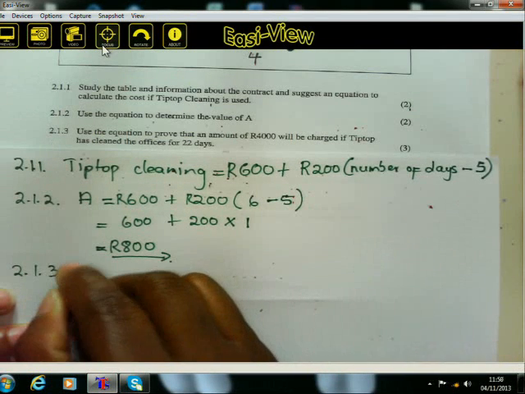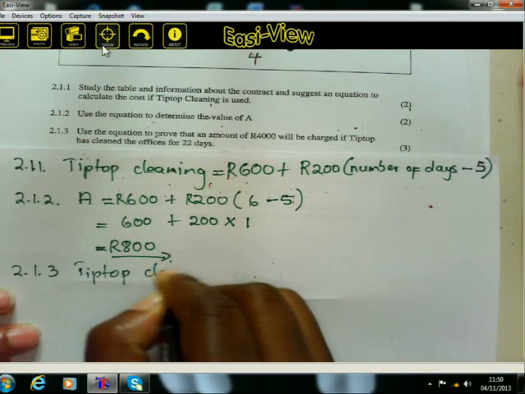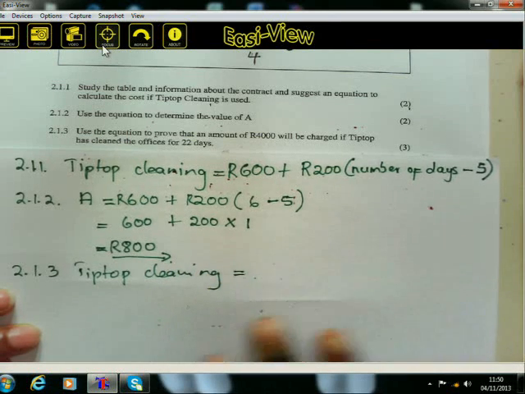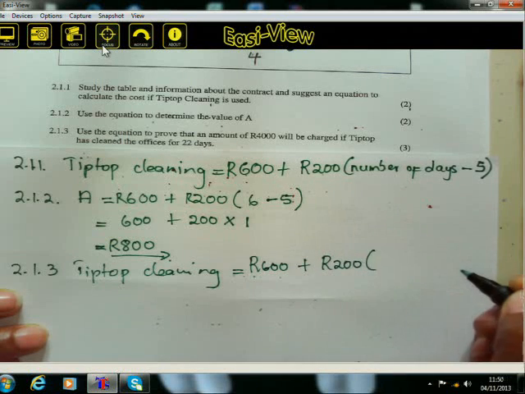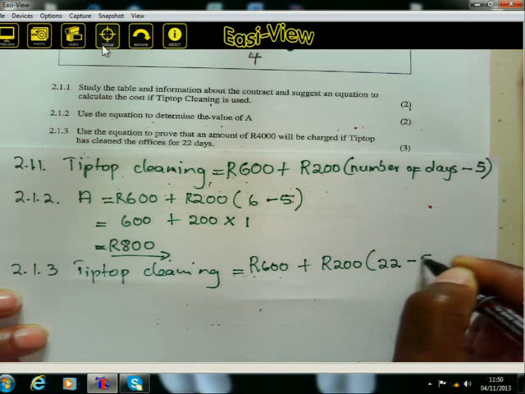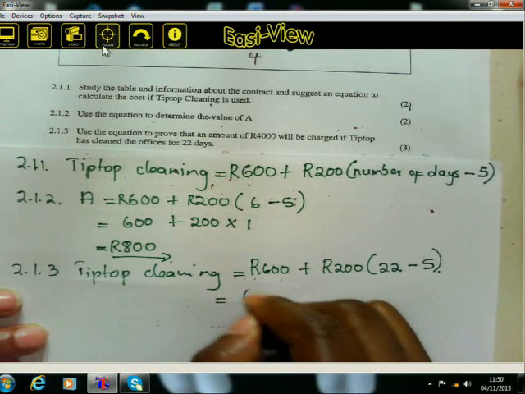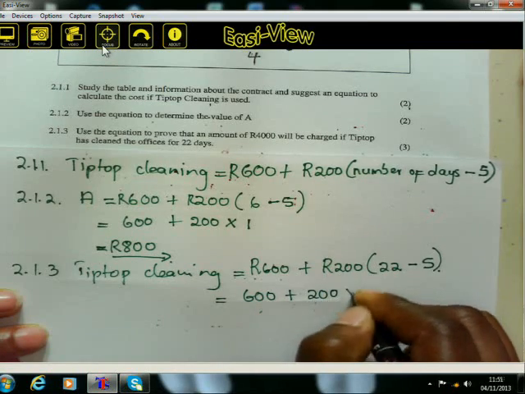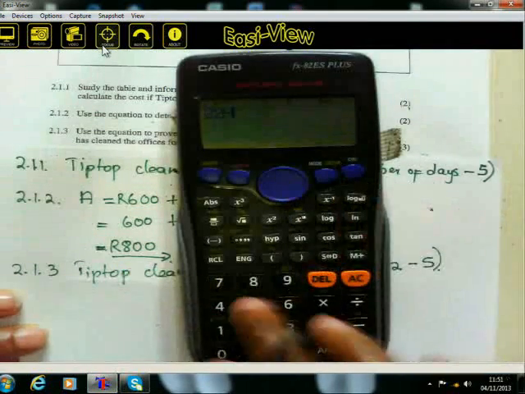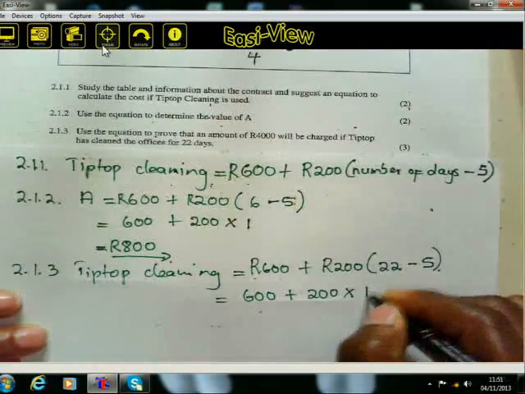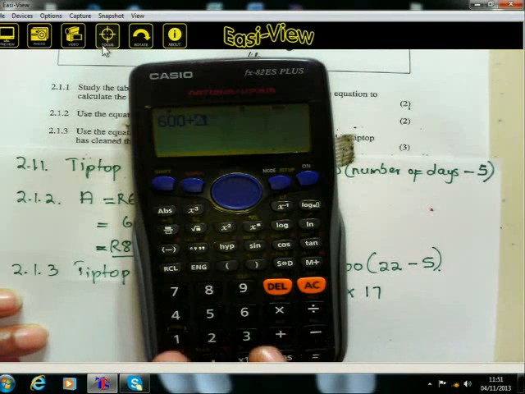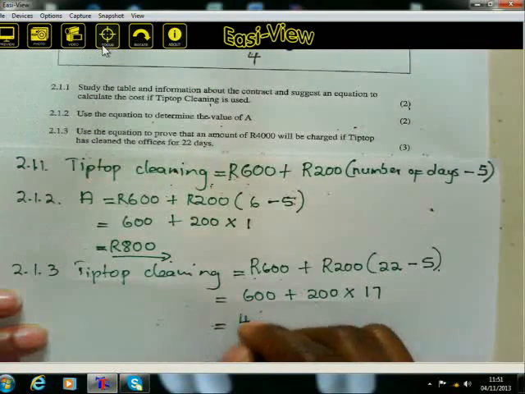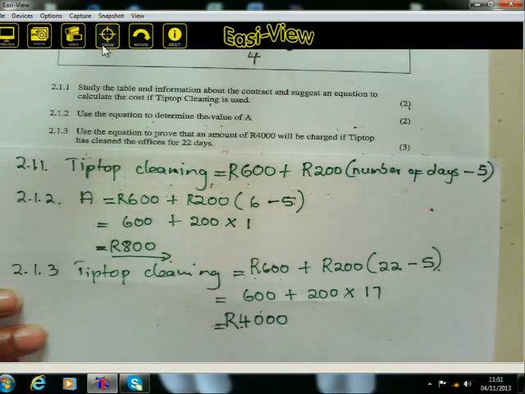2.1.3, still for Tip Top cleaning, equals to, it's 600 plus 200. How many days? 22 days minus those 3 days, which is 5. So it's 600 plus 200 multiplied by 22 minus 5, 17, equals to, so it's 600 plus 200 multiplied by 17. So the answer is 4,000. So our formula is definitely correct.